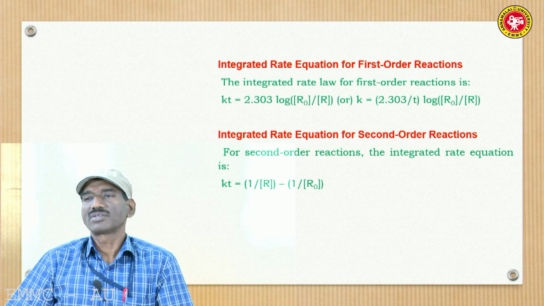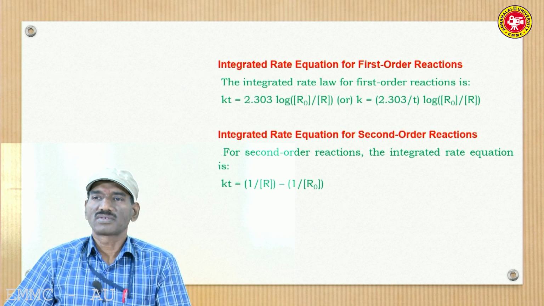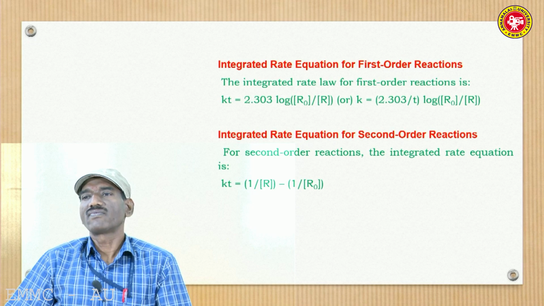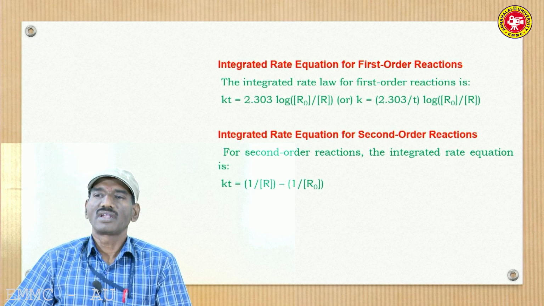Integrated rate equation for first order reactions. The integrated rate law for a first order reaction is Kt = 2.303 log R0 by R, or otherwise K = 2.303 by t log R0 by R. This is one kind of big derivation, so what I have given in this equation is based on the derivation.